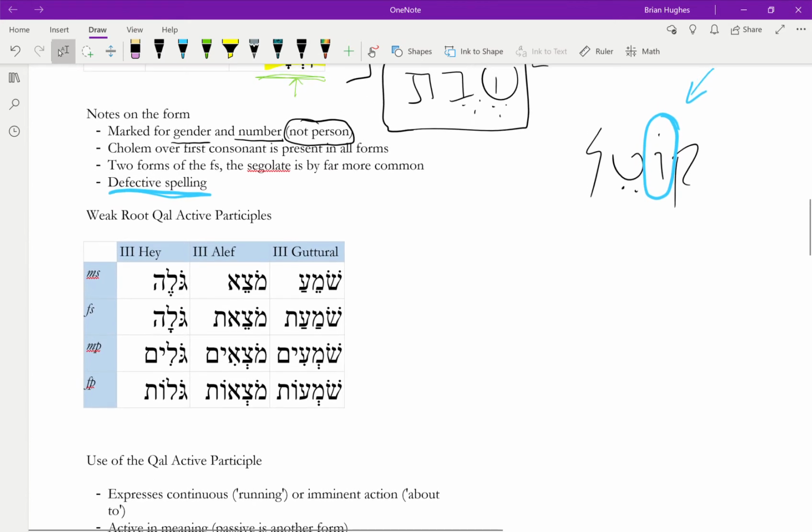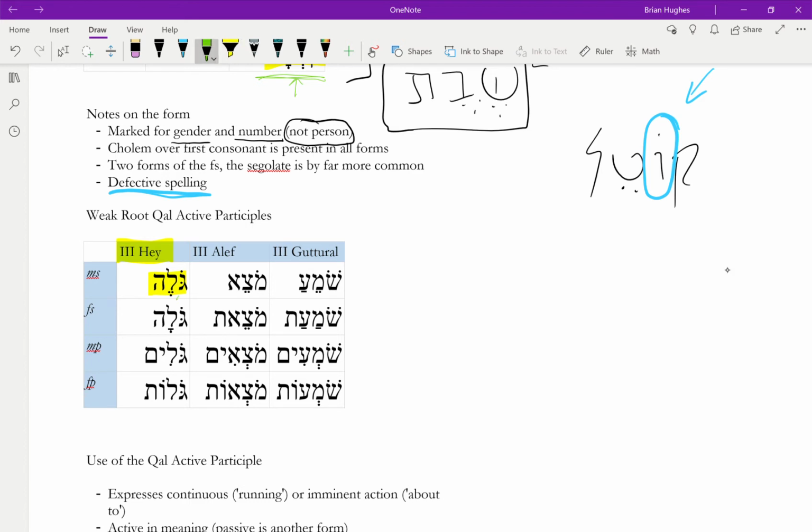As far as weak roots are concerned, it's actually not that big of a problem for the weak roots that we've learned so far in the qal active participle. So in our third hey, remember that the third hey is a vowel, and so it's not a consonant, so it's going to disappear. So we get goleh. This is very similar to what we saw in how the third hey shows up in the qal imperfect. Remember, in the 3ms we get yigleh.